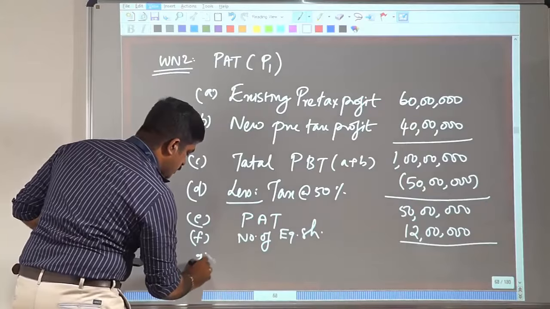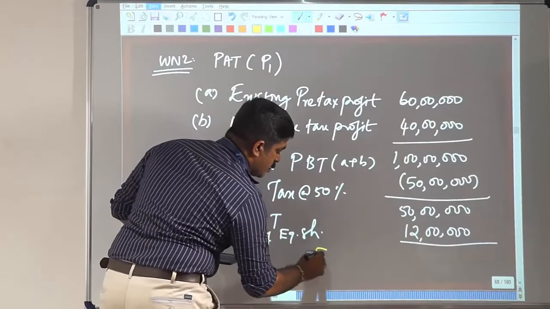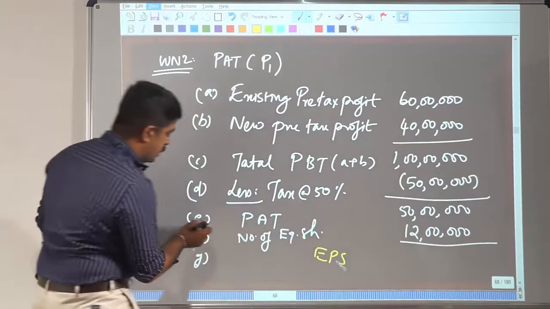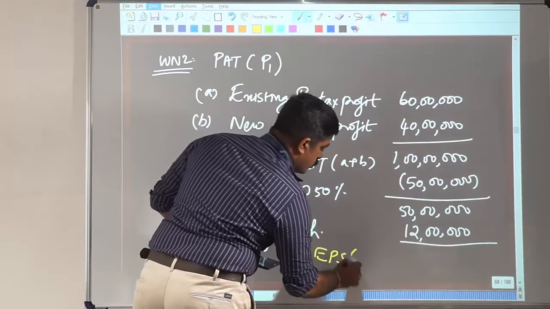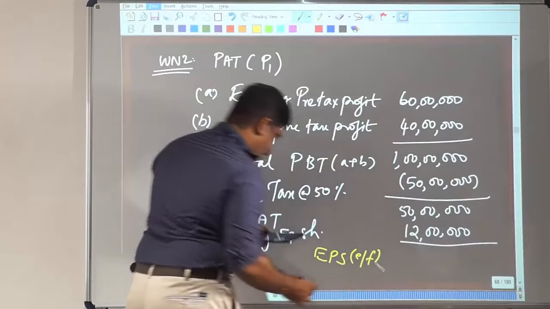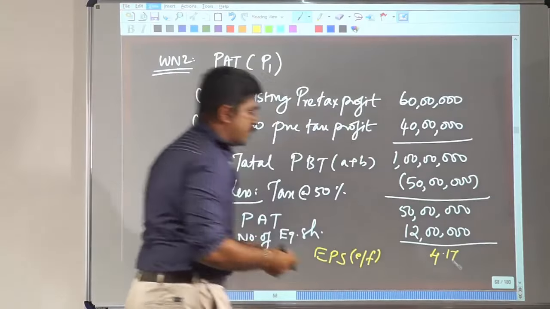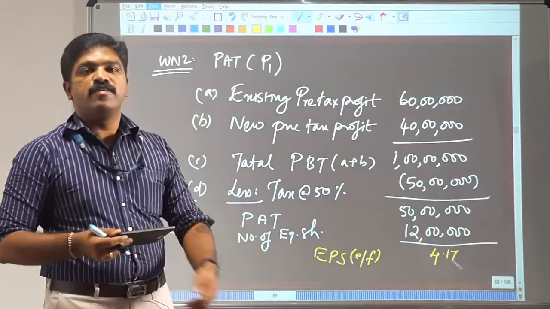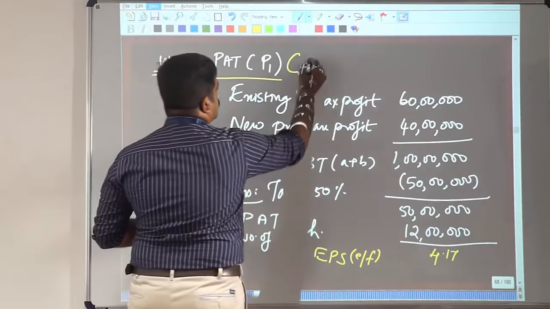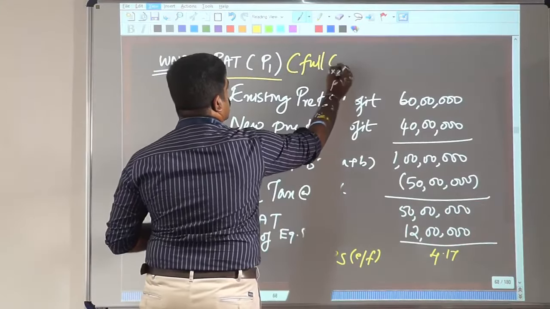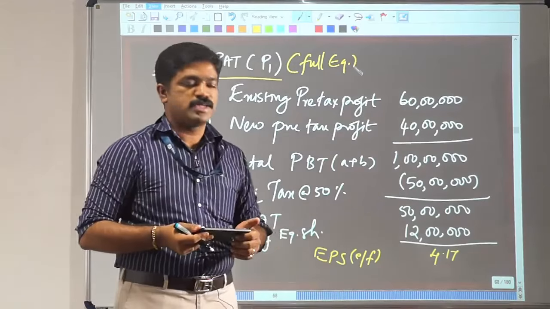So item number G, earnings per share. Earnings per share, that is nothing but item number E divided by item number F. So I'll write it is E divided by F, and it works out to 4.17 per share. So what is the understanding is, if you go for this plan, that is plan 1, which is full equity, EPS is going to be 4.17.